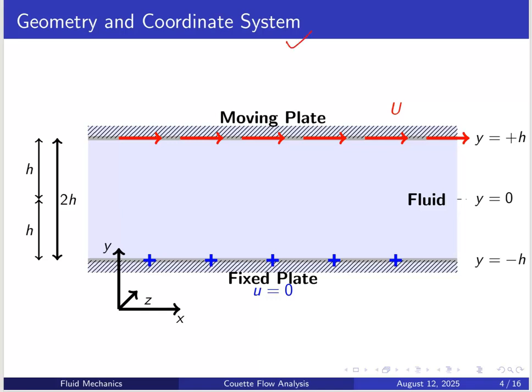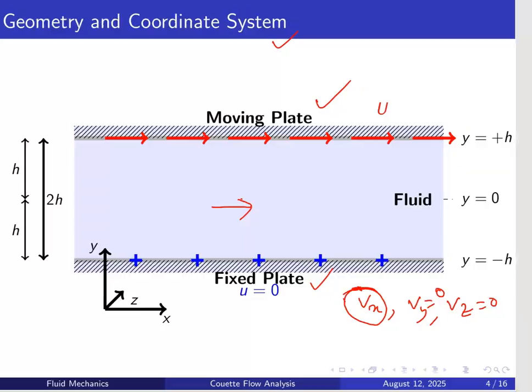So the fluid is flowing between two parallel plates. One plate is moving and the other is the fixed plate, and fluid flow happens in the x direction. There is no flow in the y and z directions. If you consider the velocity components u, vy and vz, only the x direction fluid flow is happening. So this term is there. The other terms, vy is equal to 0 and vz is equal to 0.